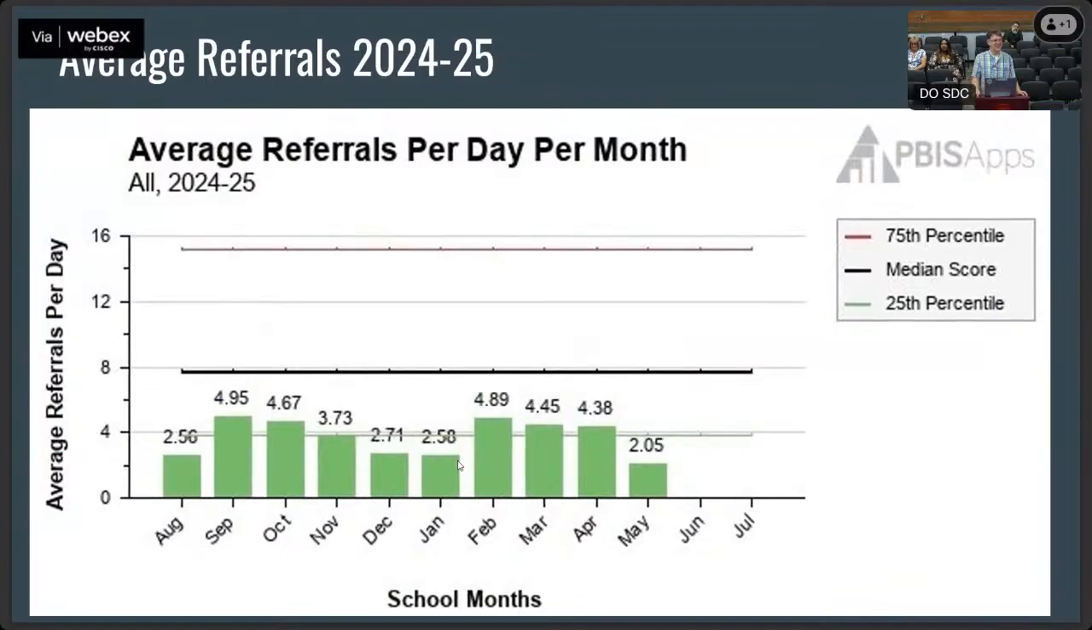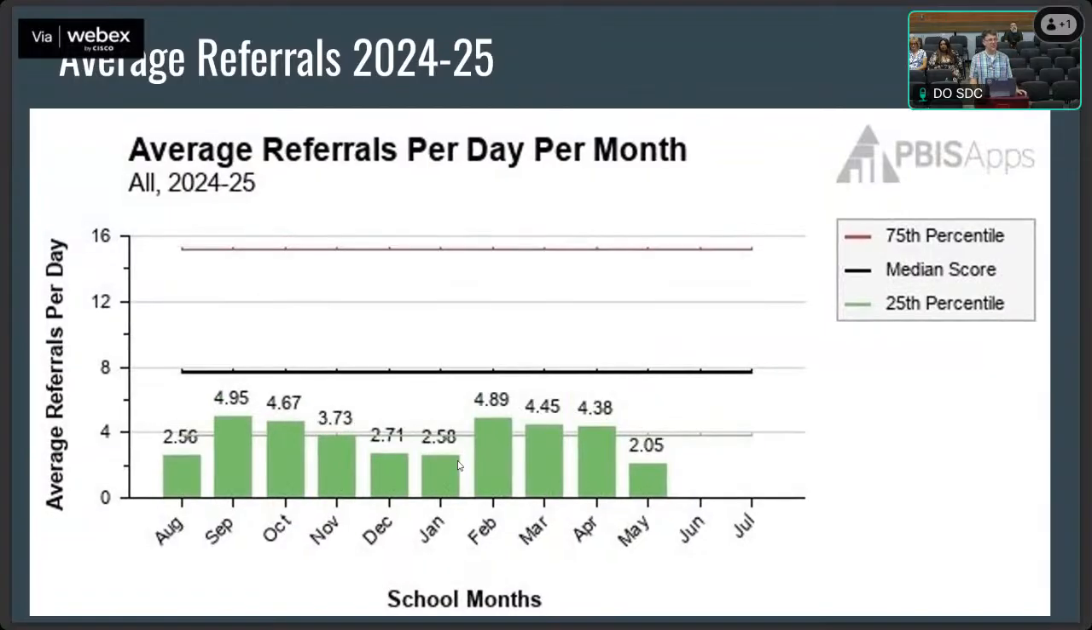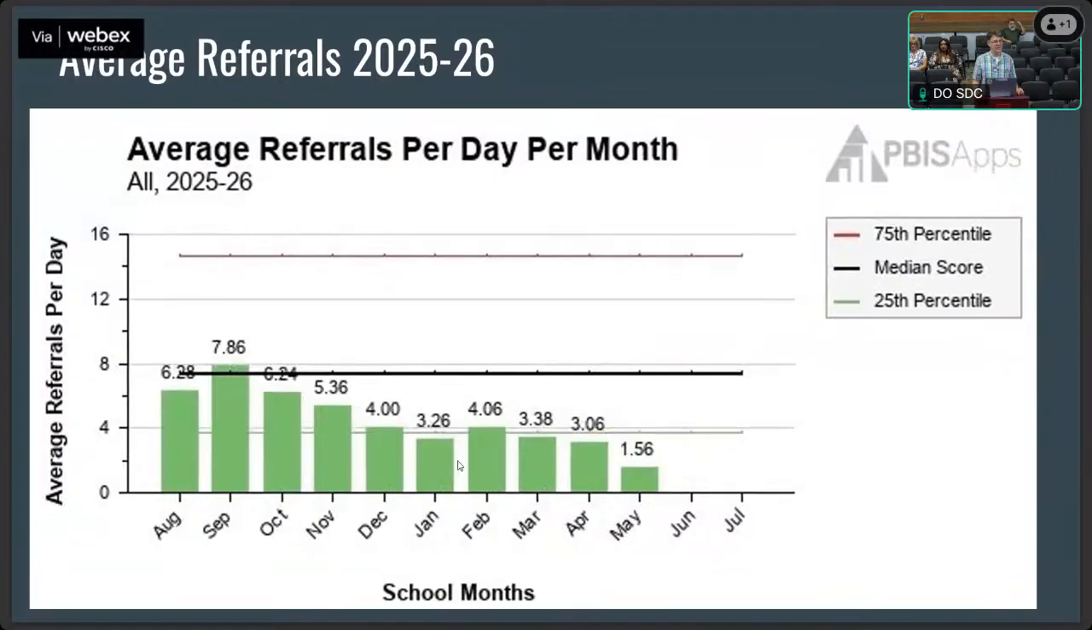2023, 2024. So it came way down. There's 23. You can see we're getting below the 8, the median. All right, keep going. 24 is when I came on, so it's going down even further. And then 25, 26 is this year. And so that one ended, well, we got a little bit over the median at the beginning, but it had a downward trend. So that's kind of a big picture of referrals per day.